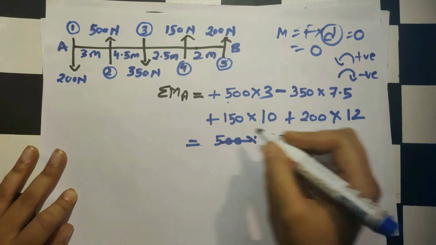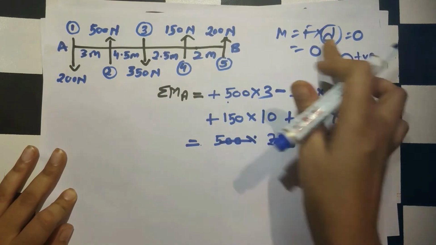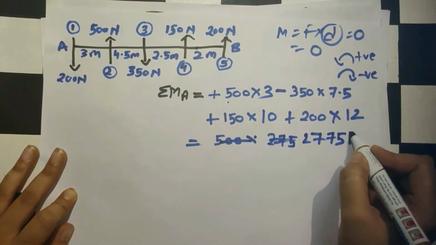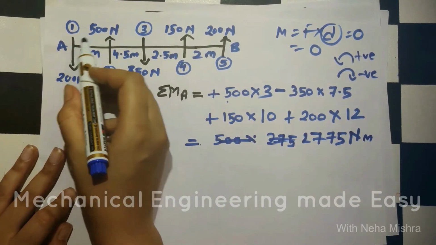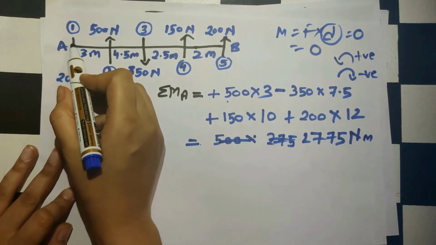2775. What will be the unit, guys? Force into distance. Force was in Newton and distance was in meter. Okay. So now we have found the moment of all these forces about point A.